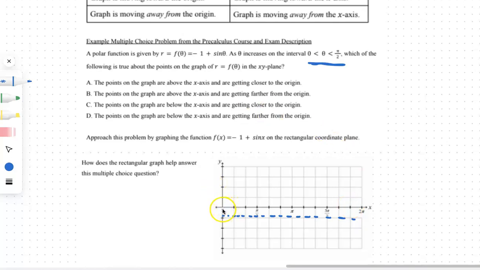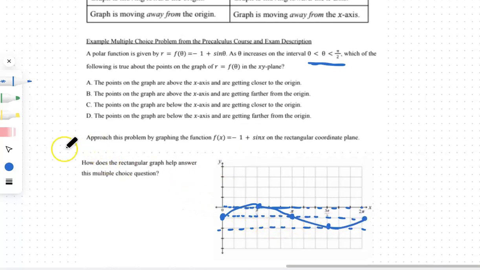Since the amplitude here is 1, we've got a maximum here on the x-axis and a minimum at -2. There's no b value other than 1 in front of theta, so our period is 2 pi. With sine, we start at the midline, we head up, we go back to the midline, we head down, and we go back to the midline. So this is my sine graph, poorly drawn, but still there.